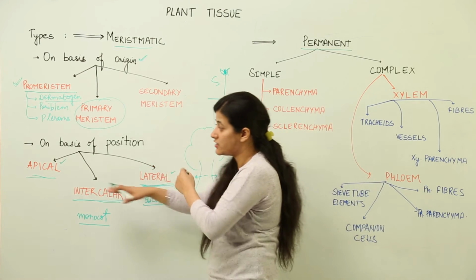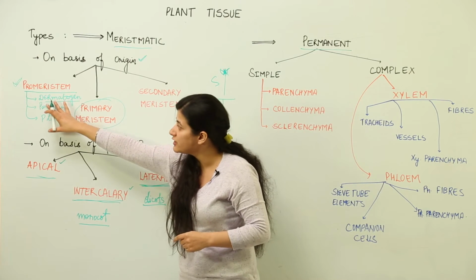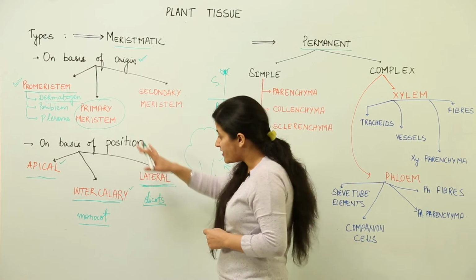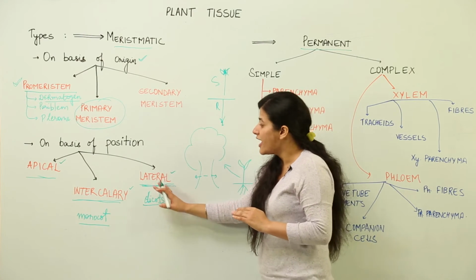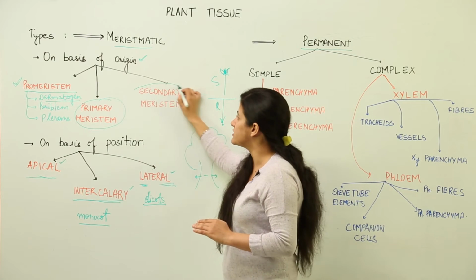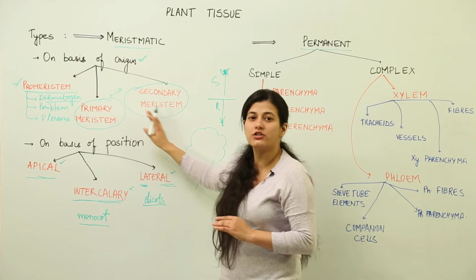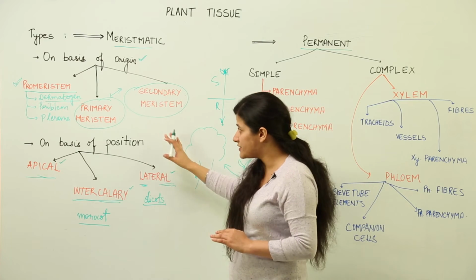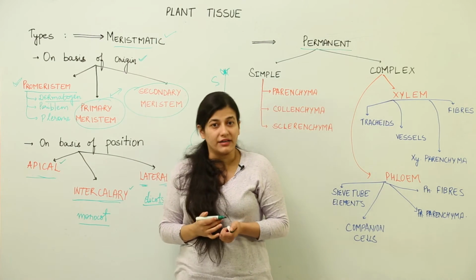As I told you, in the case of apical meristem there is promeristem, which further differentiates into these 3 types, which are a type of primary meristem. Then there is lateral meristem, which is located in lateral positions of the plant, and this lateral meristem happens to be the secondary meristem, which is derived from primary meristem in later stages of plant growth. All these tissues and the types that we have studied under it come under the type meristematic.